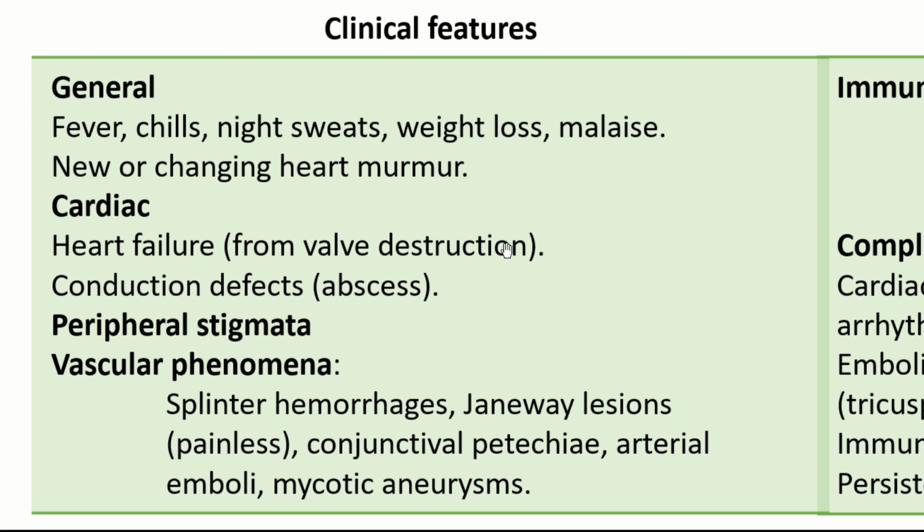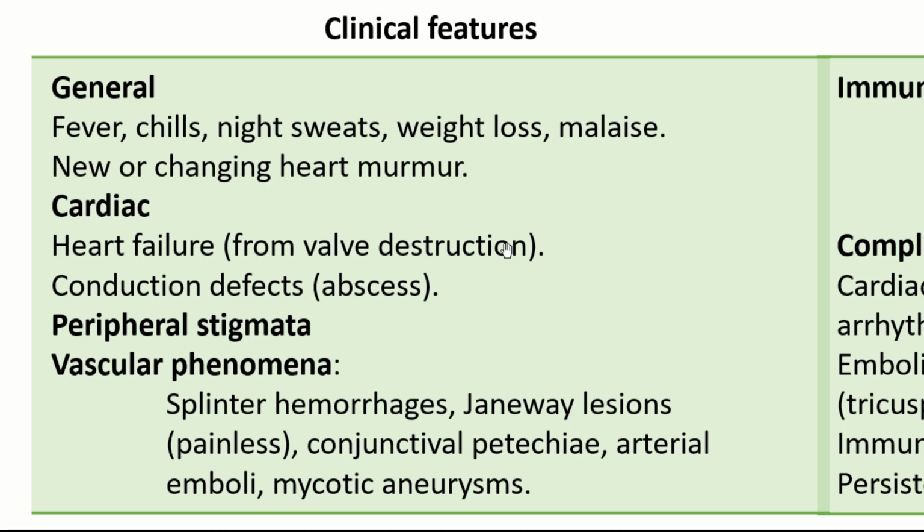So in general, they're going to have fever, chills, night sweats, and weight loss, and this is going to resemble the B symptoms that we see in mostly tuberculosis and lymphoma. And in the comment section, you could tell me some other diseases that present with the B symptoms. So apart from that, since the pathology is originating in the heart, it is important to look at how it's going to affect the heart.